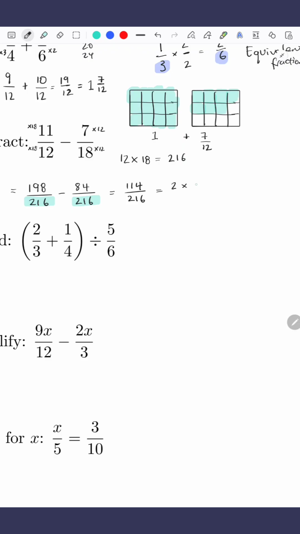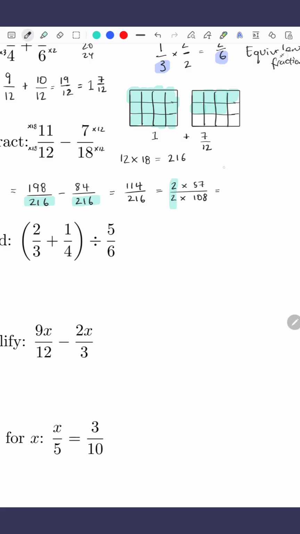So if we halve 114, we've got 57. Is that a prime number? I think it is. And then we've got 2 times 108. Okay, it's not a prime number actually, no, it's not. So that 2 will definitely cancel. And now our number is a little bit nicer.